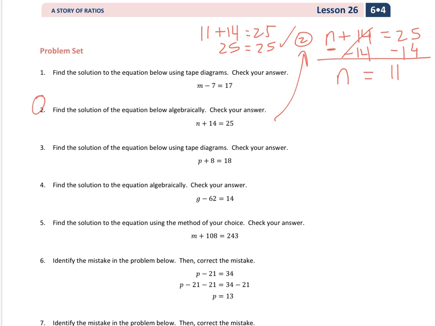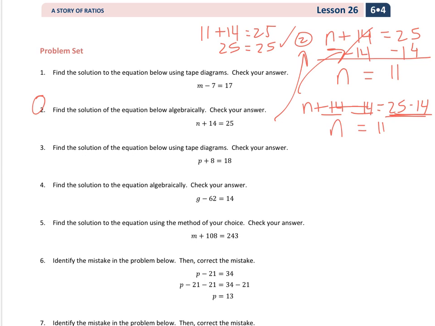The other way to show this: n plus 14 minus 14 equals 25 minus 14. You'll see that instead of doing it vertically with my subtraction of 14, I'm doing it right in the problem to show that when I add 14 and then immediately subtract 14, I'm going to get n. And then I have my expression of 25 minus 14 to solve, to get 11. So either way is good for algebraically.